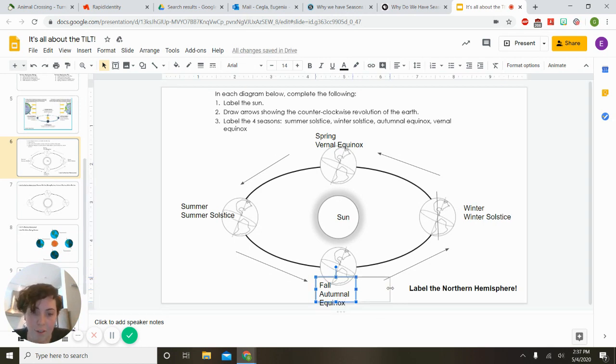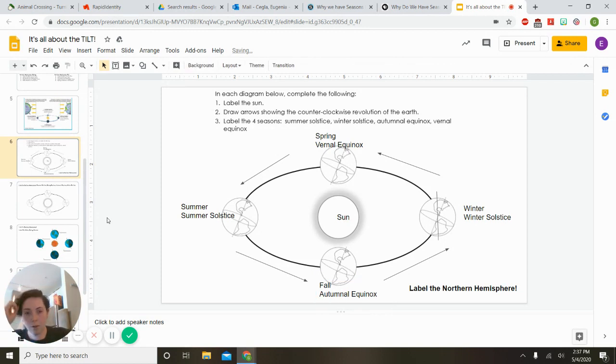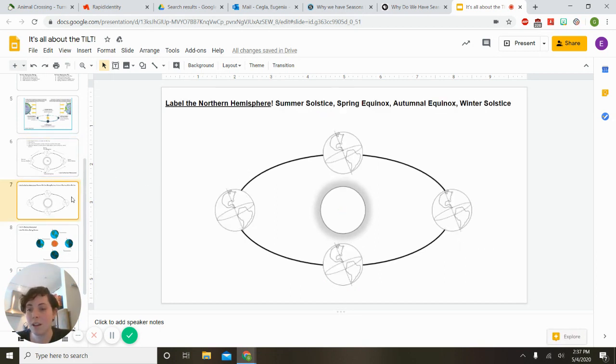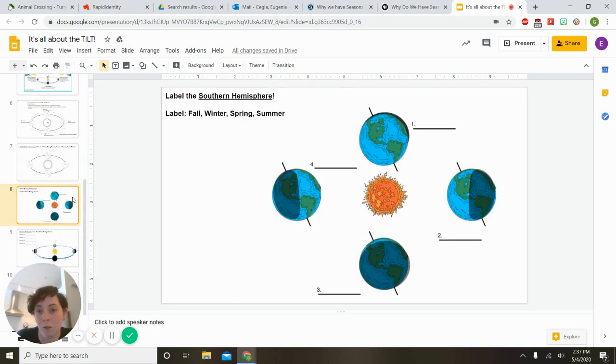All right. So if you followed along with me this whole time, you have your first diagram labeled, and you have a couple more to go through just to look at what different diagrams might look like. You're looking at the southern hemisphere in some, the northern hemisphere in others. So make sure you take a look up here to see what you need to be labeling.